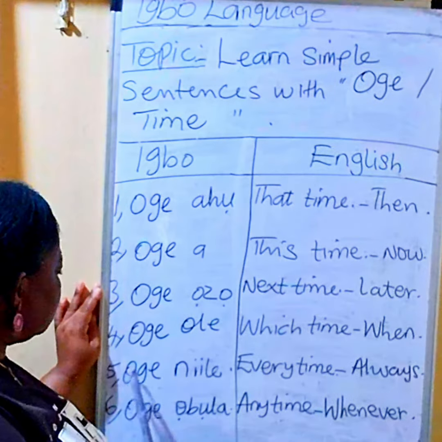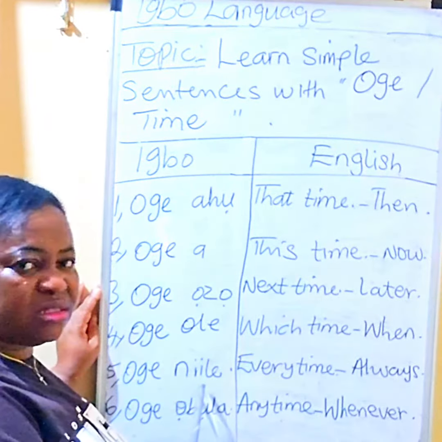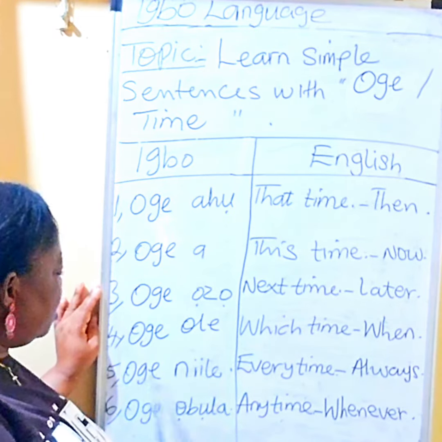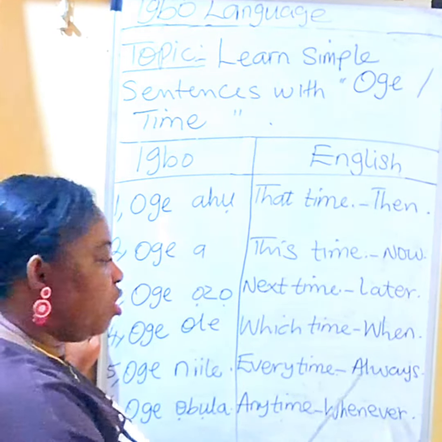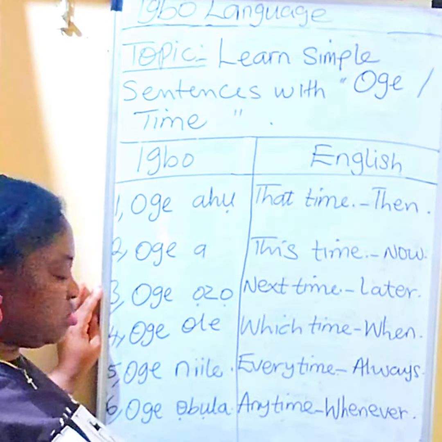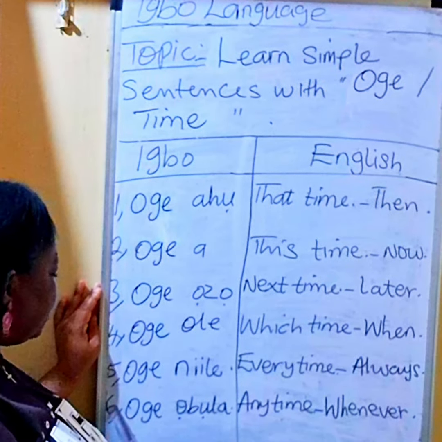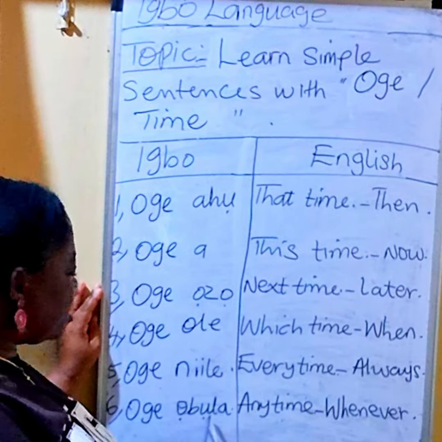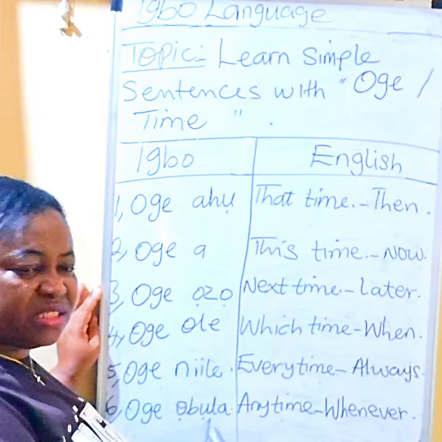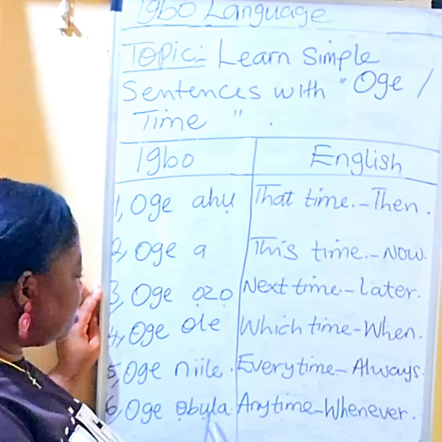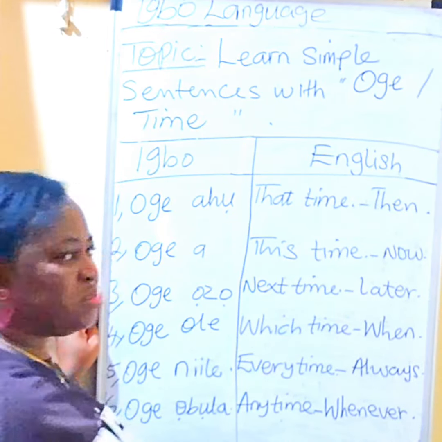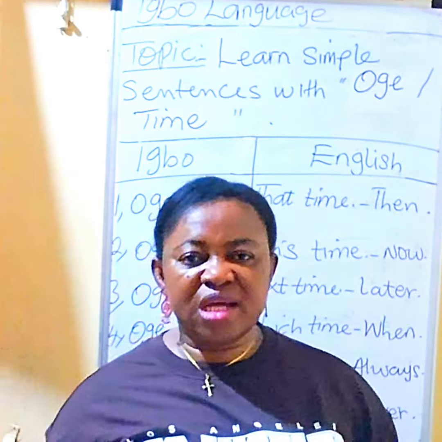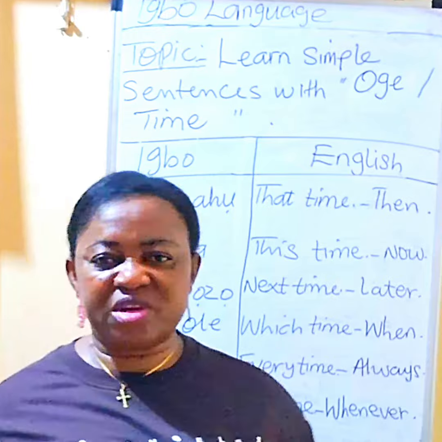The fifth one, oge niile. Oge niile, meaning every time or always. Lastly, number 6 says, oge ọbụla. Class, say it. Oge ọbụla, meaning anytime or whenever. Oge ọbụla, anytime or whenever.